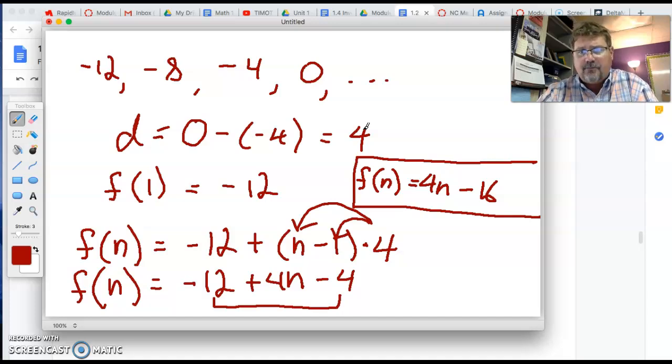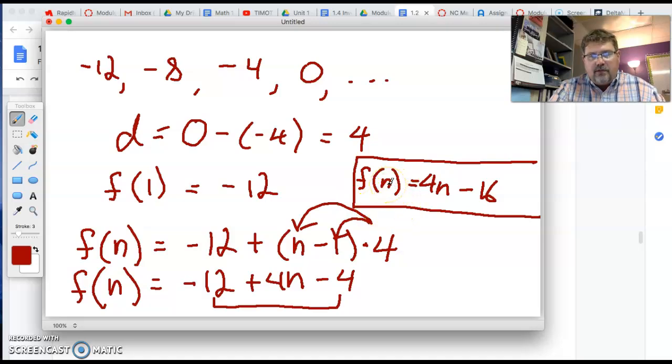little test right here. Remember, this thing is supposed to give me these terms in this sequence. And if you put 1 in, does it work? You got to test it. Put 1 in for n. 4 times 1 minus 16 is negative 12. Yes, that worked.